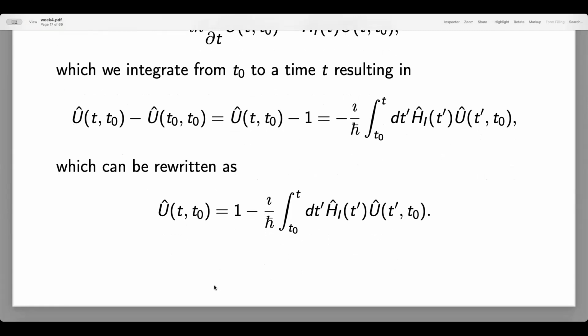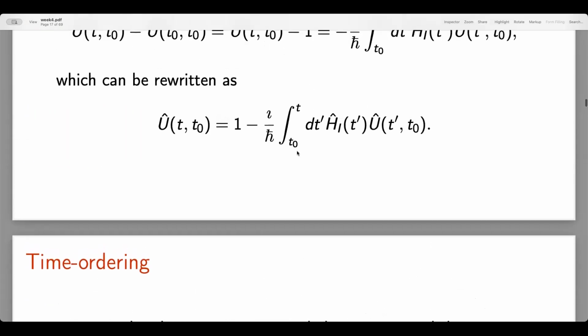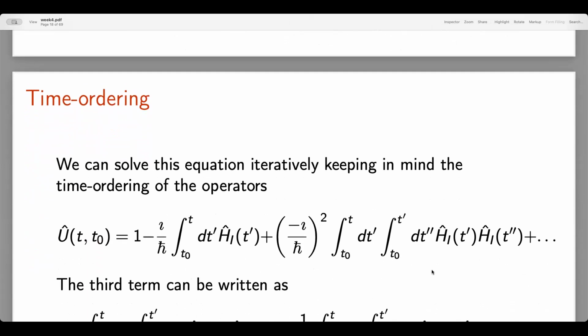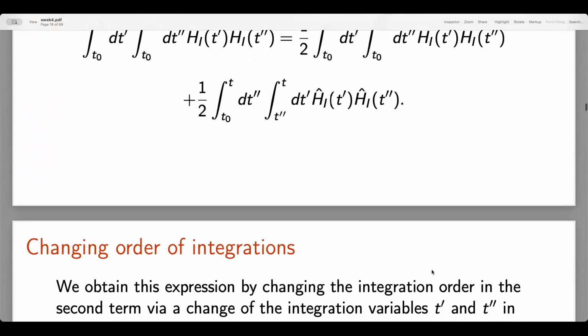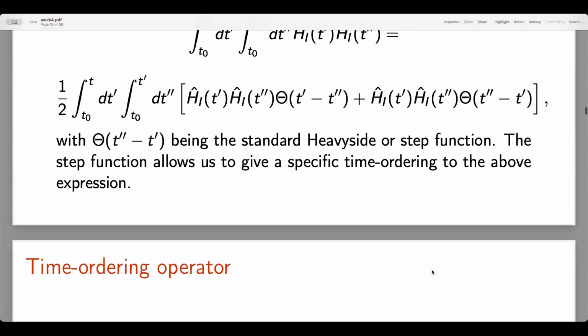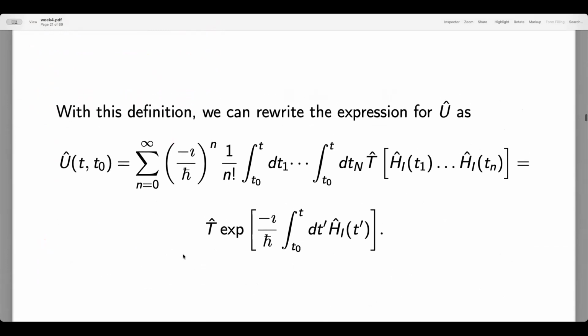Now, this is something which we can integrate up and rewrite in a different way. I'm going to skip this a little bit because we can actually solve this equation. This is an integral equation. You can solve it iteratively by starting with a guess and then keep going. So you can make an expansion in terms of different powers of this H. I'm going to skip some of this because these are technicalities on changing orders of integration and so on. But the important equation is the one which comes down here, the last line.